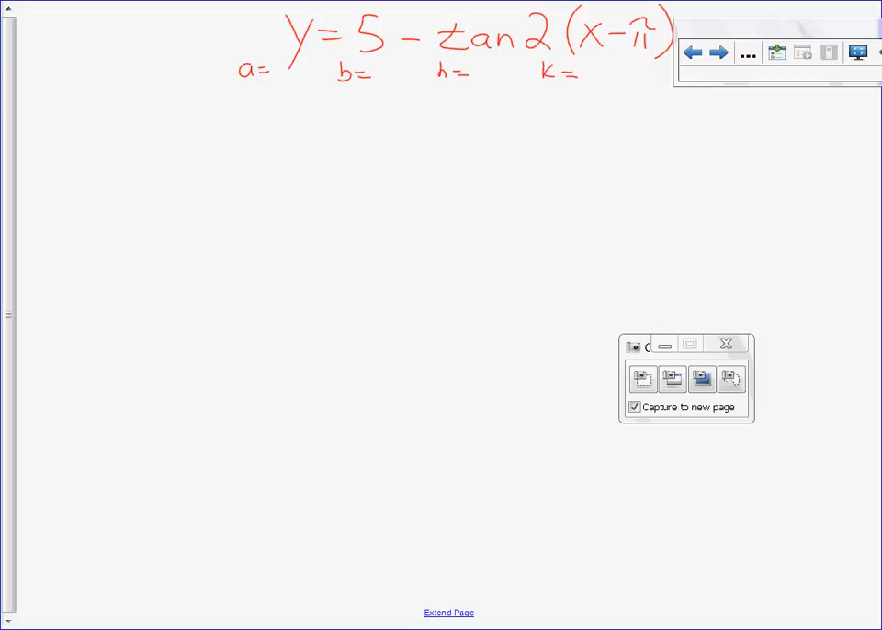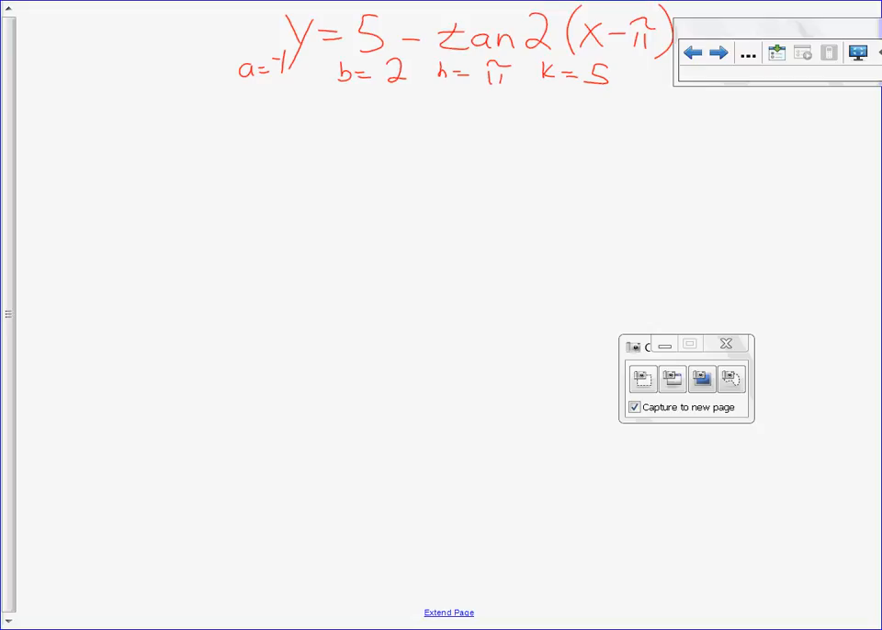What's your A value? -1, very good. Your B value? 2. H and K. Good. So does everybody see in this case that we will have to shift it to the right pi and up 5? Everybody agree on that? All right.